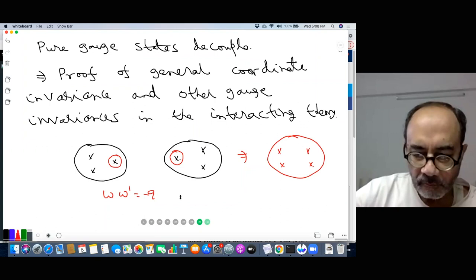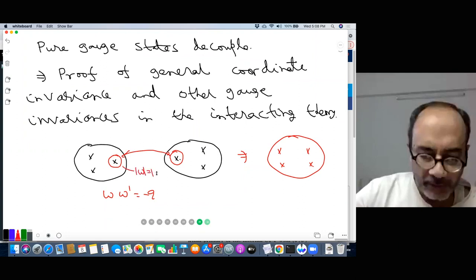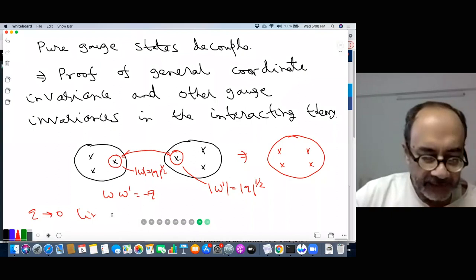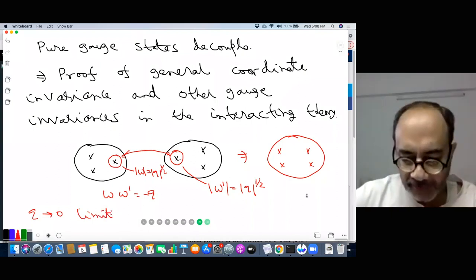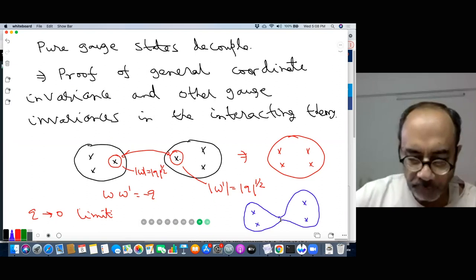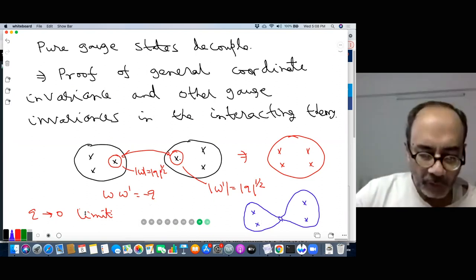But the Q goes to 0 limit is somewhat singular. Because you see, you are identifying these. And this corresponds to mod W equal to mod Q to the half. And this corresponds to mod W prime equal to mod Q to the half. So Q goes to 0 limit is somewhat singular because this is basically saying that the two spheres are joining, but they're joining by a very, very narrow neck. So this is a boundary of the moduli space. Boundary in this case of M04.